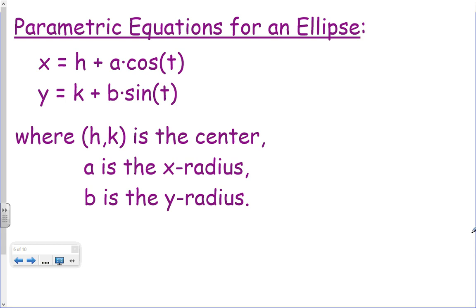And then the a value is what we call the x radius of this. It's the horizontal dilation factor, so it's our x radius. And the b is our y radius. It's our vertical dilation factor. If those two happen to be the same, then we end up with a circle. When they are different, then we got ourselves an ellipse.